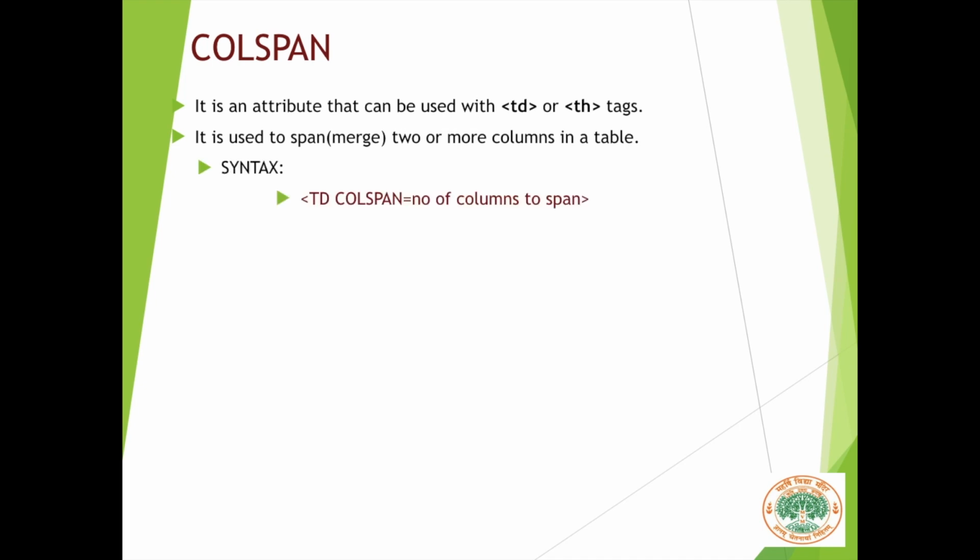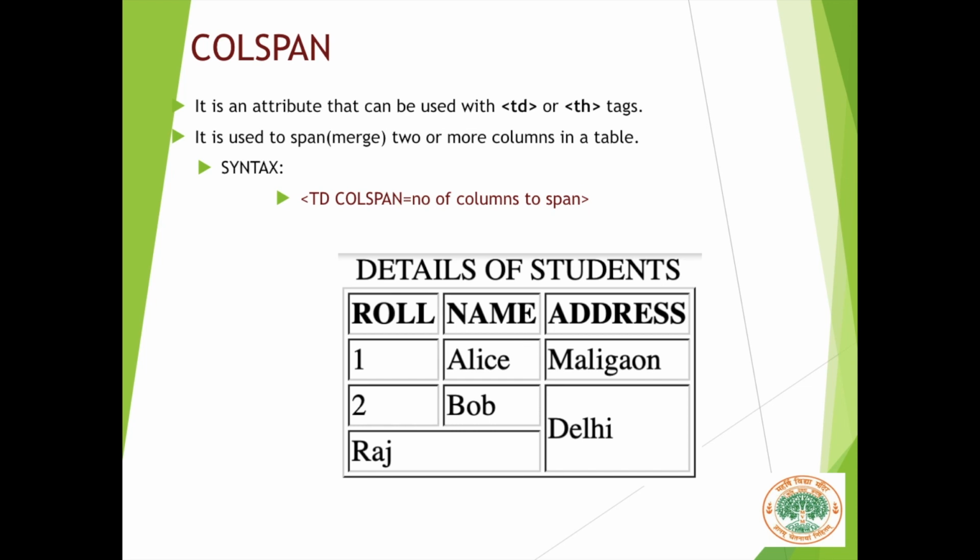What is the syntax? TD colspan equals to number of columns to span. If you want to span 3 columns, you will give TD colspan equals to 3. If you want to span 2 columns, you will give TD colspan equals to 2. This is an example of col span, where col span is happening in the third row. In the third row, I have not given the roll number, and I have merged the roll number and the name fields. Since I have merged two columns, it is known as col span. Let us try to implement col span.